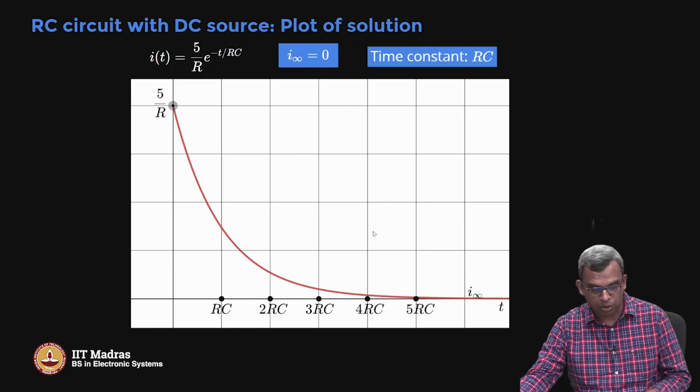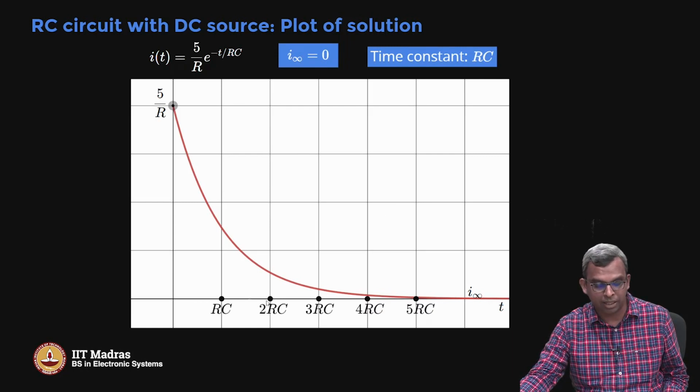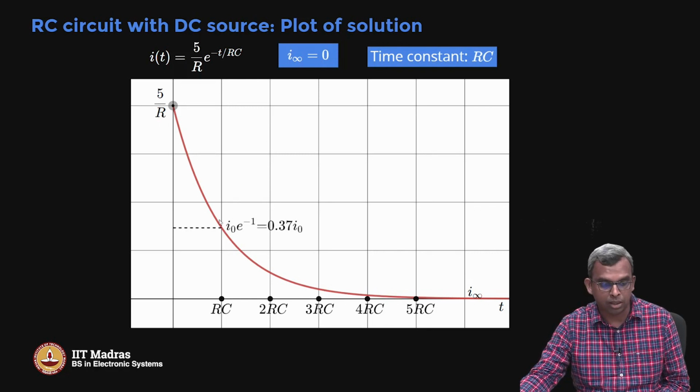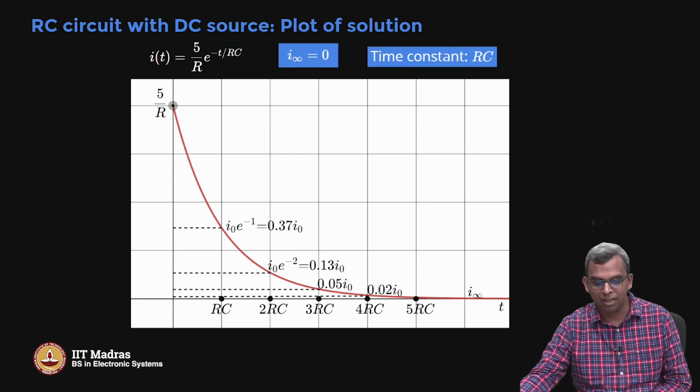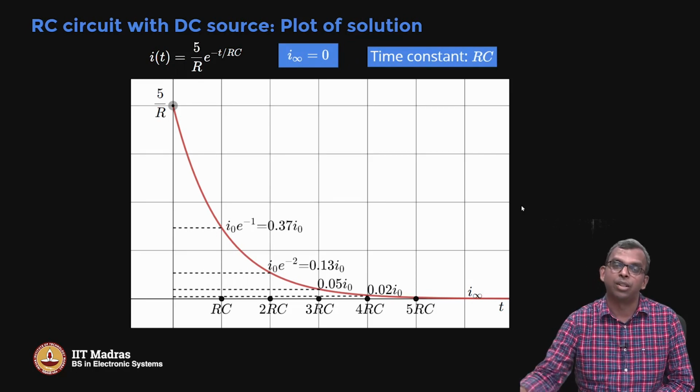So these are all plots of that: RC, 2RC, 3RC, 4RC, 5RC, at every time constant, 1 time constant, 2 time constants, like that. And then again, you can see at the first time constant, the value you have is I0 e power minus 1, where I0 is phi by r. Okay, I0 e power minus 1, that's 0.37 I0. At 2RC, I have 0.13 I0, right, e power minus 2. At 3RC, 0.05 I0, at 4RC, 0.02 and so on. By the time it comes to 5RC, it is almost 0. Okay, so look at the way it's exponentially dropping down very quickly. The current is dropping down really quickly. Okay, so that's a plot of the solution for the RC circuit with a DC source.